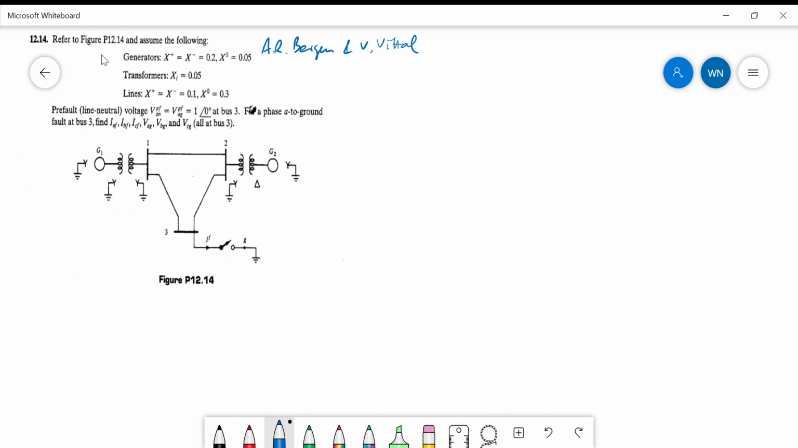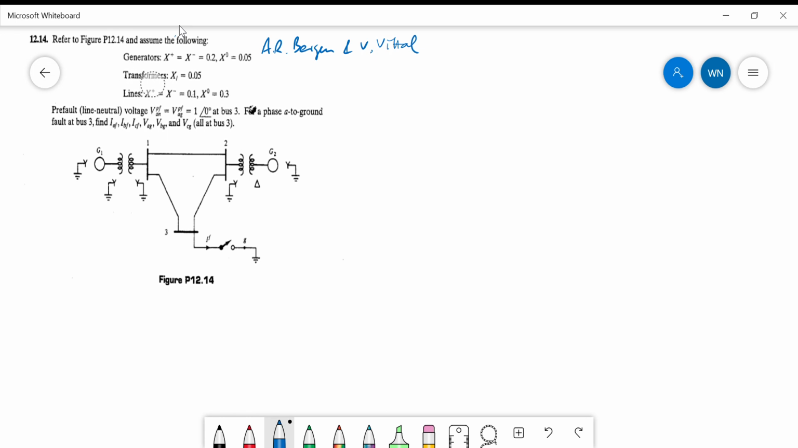And the parameters are given like this. So we have the generator parameters of positive and negative reactance. You remember from the lecture that the positive and negative parameters can be assumed to be identical. This is for simplicity. If you have different parameters, you have to analyze them separately.